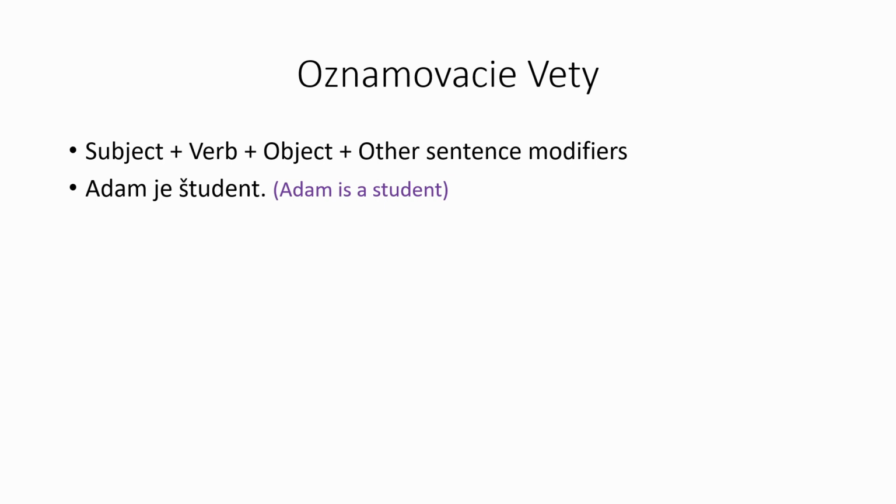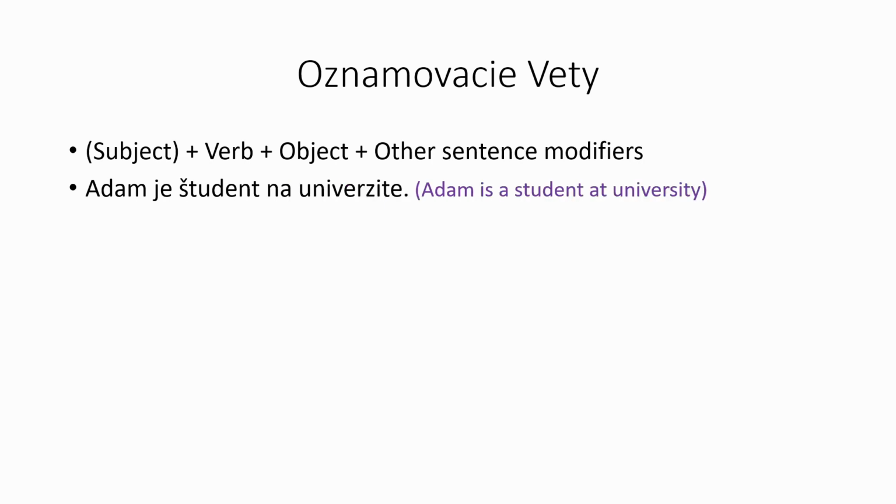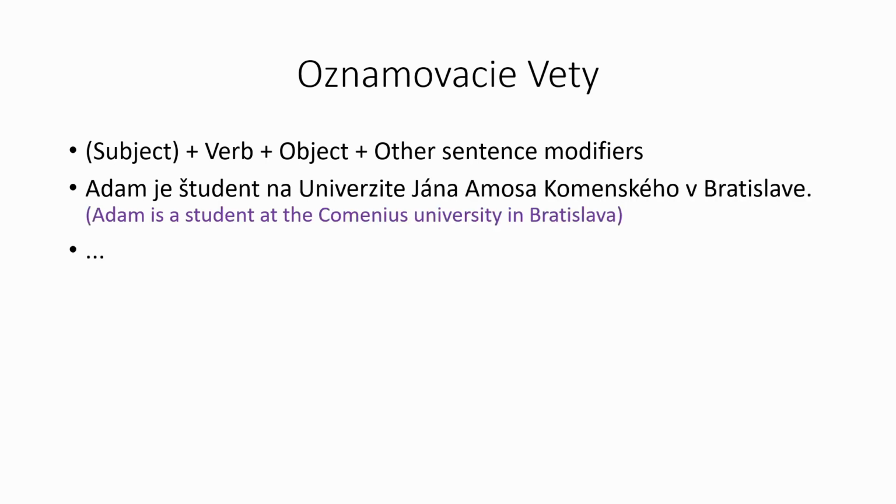So what do I mean by other sentence modifiers? Well, let's say he's a student at university. Adam je študent na univerzite. So the at the university part of the sentence is tacked on at the end. Let's say he's a student at the university in Bratislava. Adam je študent na univerzite v Bratislave. Now let's specify the university. Adam je študent na univerzite Jána Amosa Komenského v Bratislave. And so on and so on.